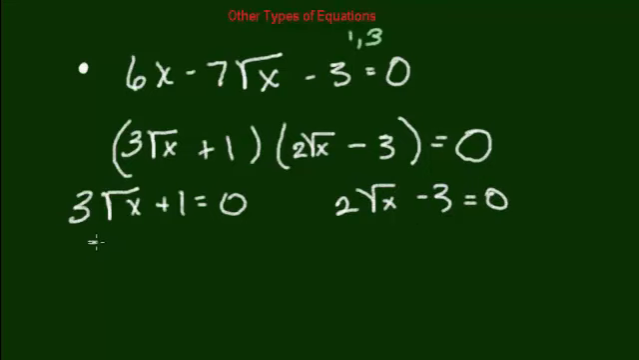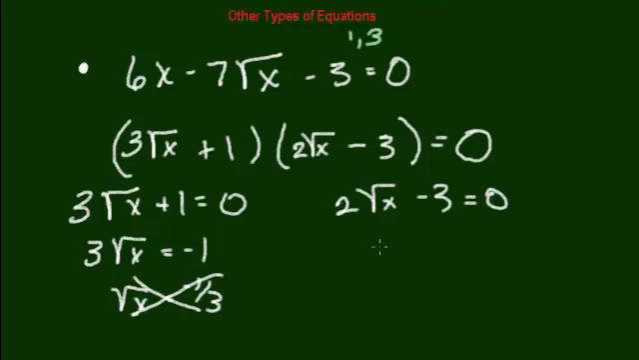I'll get 3 square roots of x equals negative 1, and the square root of x equals negative 1/3, which won't work, because the square root of x cannot be a negative number. This one I'll get 2 square roots of x equals 3. Then I'll divide both sides by 2, and the square root of x equals 3/2.